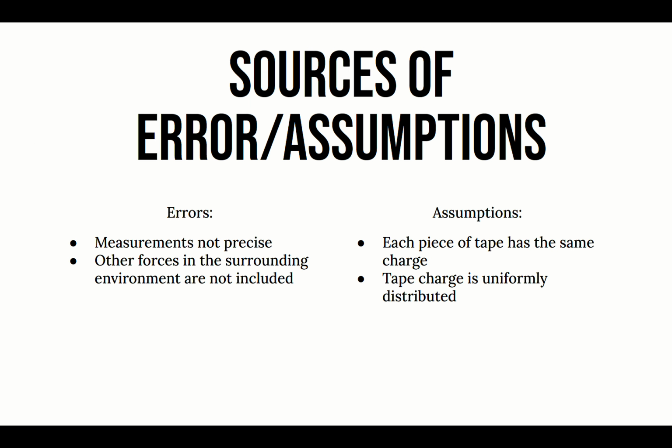Some possible sources of error. There are definitely measurements that aren't precise, like the mass, length, etc. There are also a lot of forces in the surrounding environment that aren't included. We made the system to be tape A, and the only things acting on it were gravity and tape B, which is incorrect. And then we assume that each tape has the same amount of charge, and that the charge is uniformly distributed.